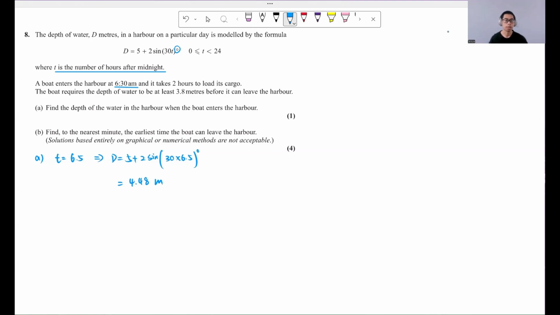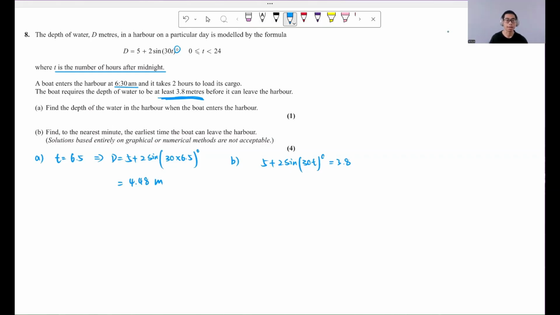Okay, and then part B, find to the nearest minute the earliest time the boat can leave the harbor. So the boat can only leave the harbor when the water is at least 3.8 meters. So we can just let 5 plus 2 sine 30t degrees be equal to 3.8, and then work out the time. But be careful.